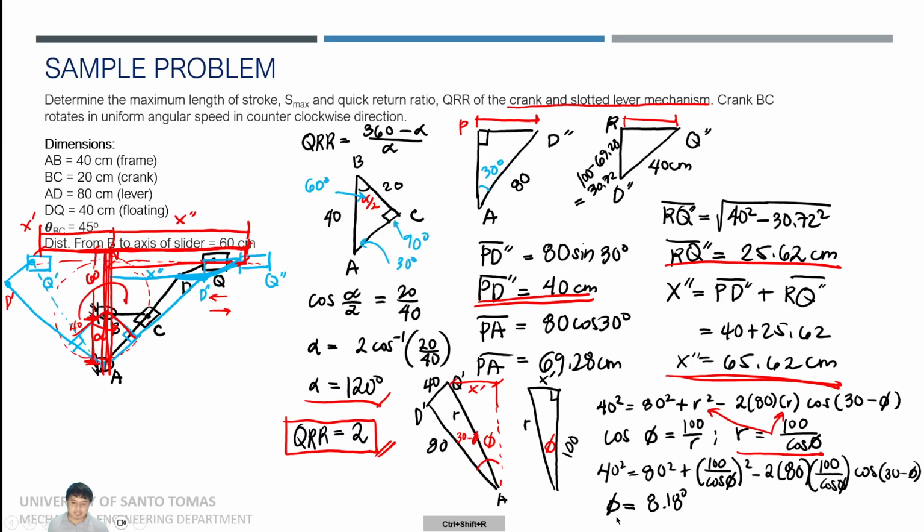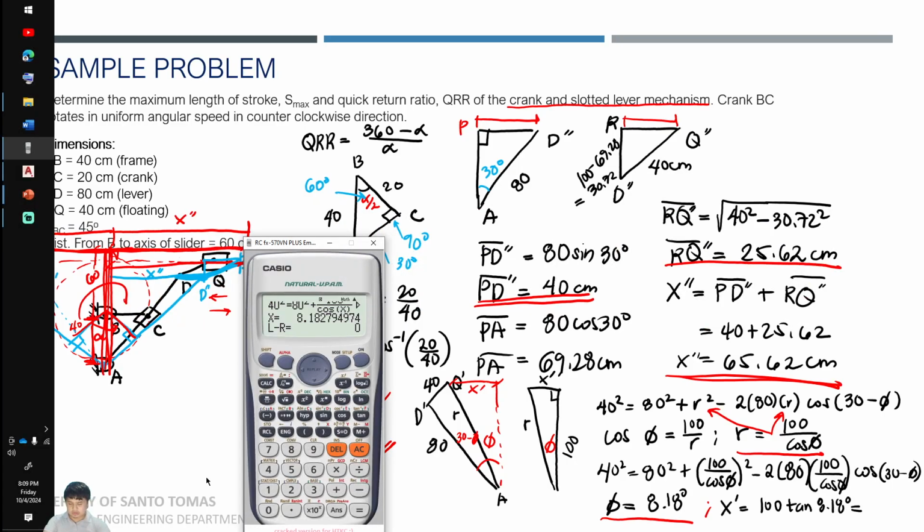Okay, now we can solve for x prime, no? Using the sine function, since we already know the angle, or actually you can also use the Pythagorean theorem. But since the angle is already given, you can determine that x prime, using tangent, is 100 times tangent 8.18. So this is equal to 100 tangent 8.18.